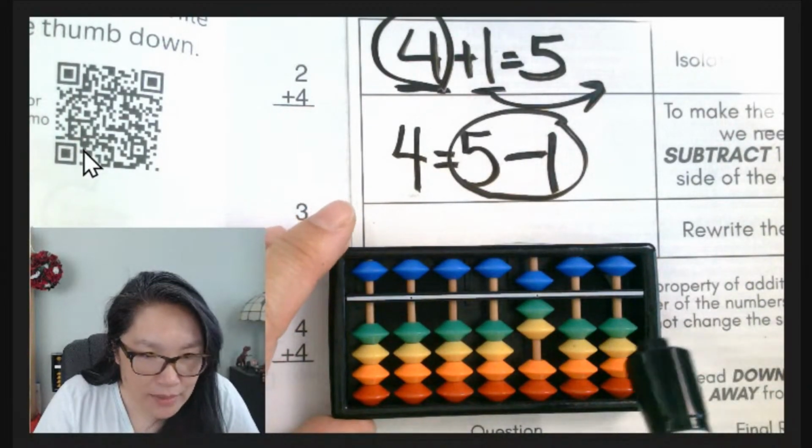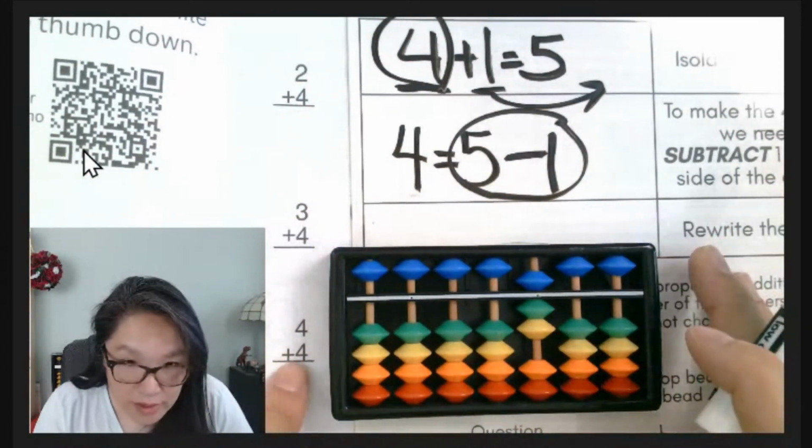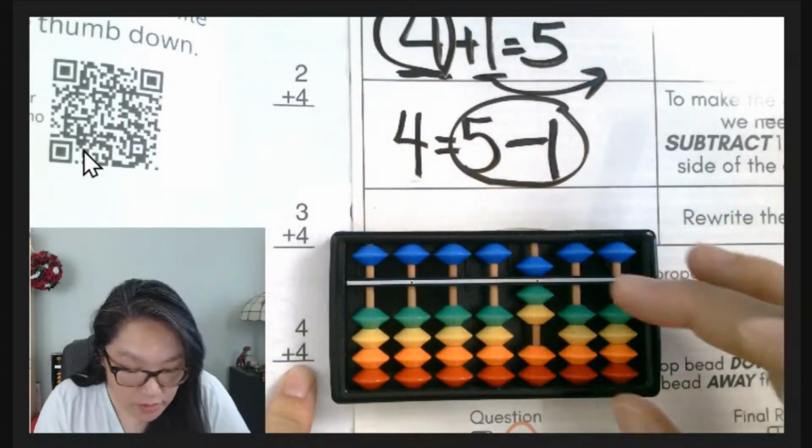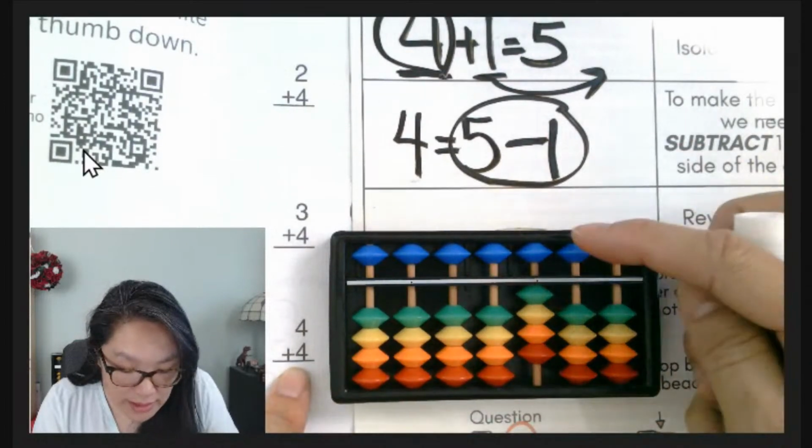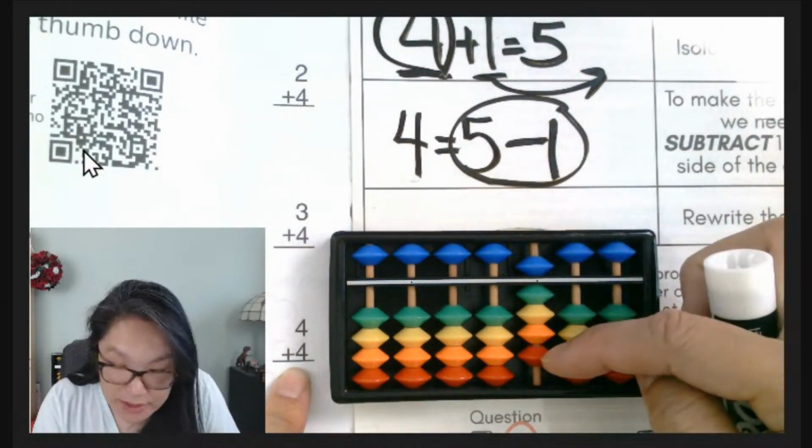Before we talk about the abacus, does this make sense? Because we're going to do another one. I want to do 4. Okay, so if I did 4 and I want to add another 4, notice all I got to do is add the 5 and then take away the 1.